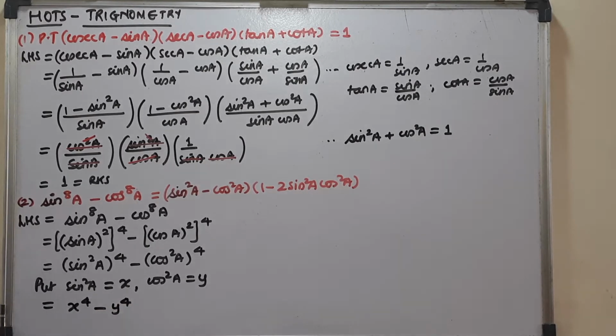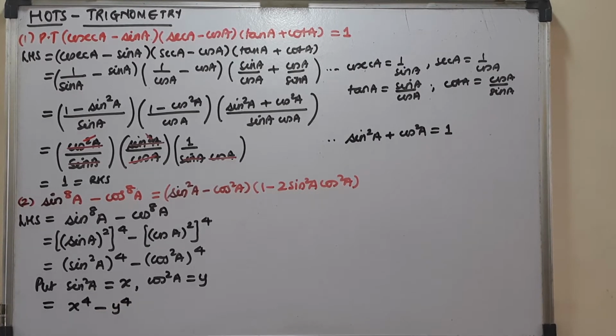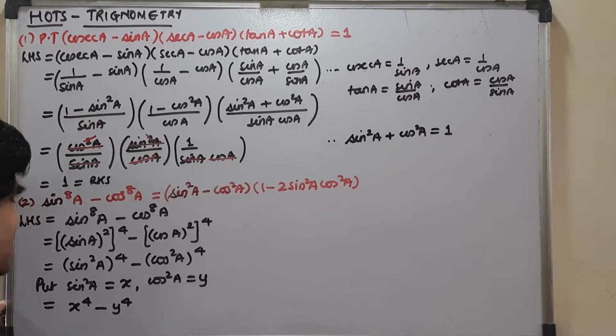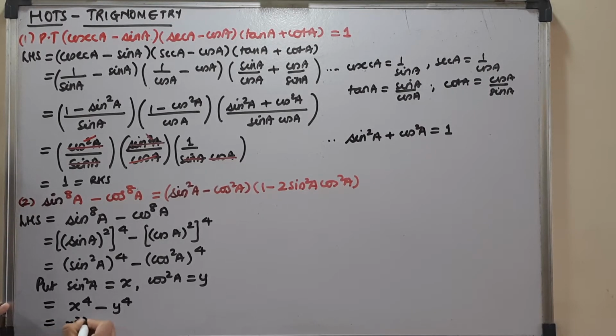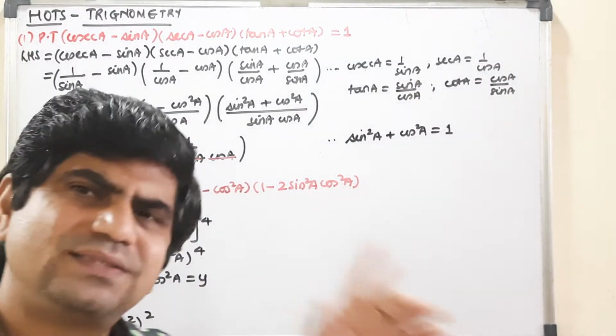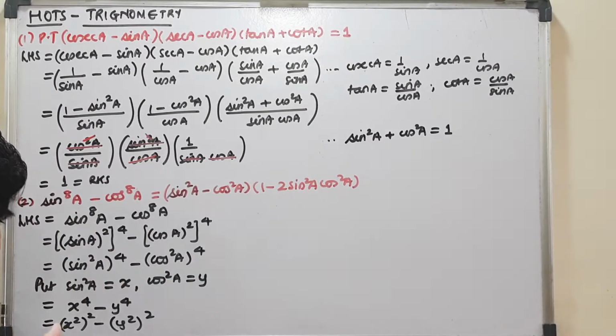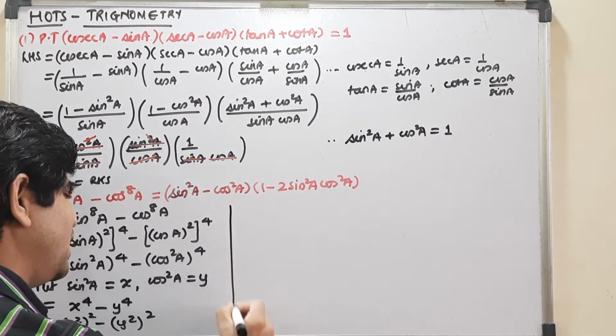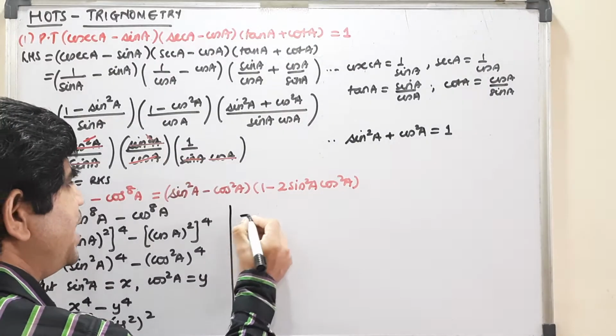So the psychological impact will be what? Instead of seeing it as sin square whole raised to 4, it is very ideal to see this as x raised to 4 minus y raised to 4. So this can be written further as x square the whole square minus y square the whole square. Agreed? So this bracket I am considering as one number, one variable a. So this becomes a square minus b square.